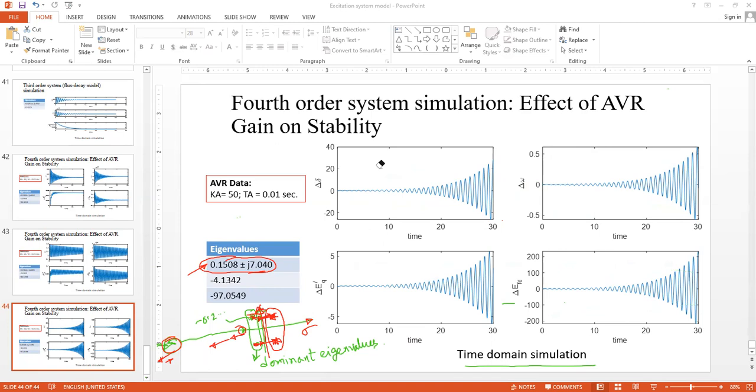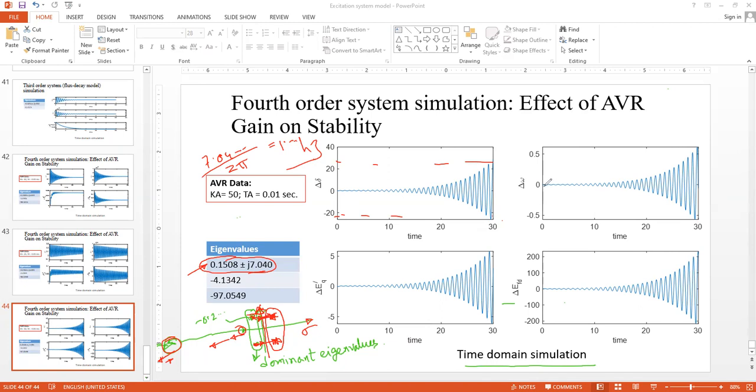So you see the low frequency, it is still the low frequency, 7.04 something divided by twice pi. So it is still in the 1 point something range, in hertz. But the oscillation, you see, it is increasing. Delta, you see, in 30 seconds, it has reached, this is in degrees, of course. So how much is this? More than 20 degrees deviation.